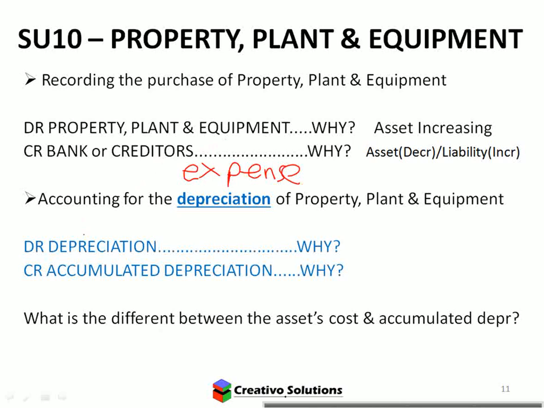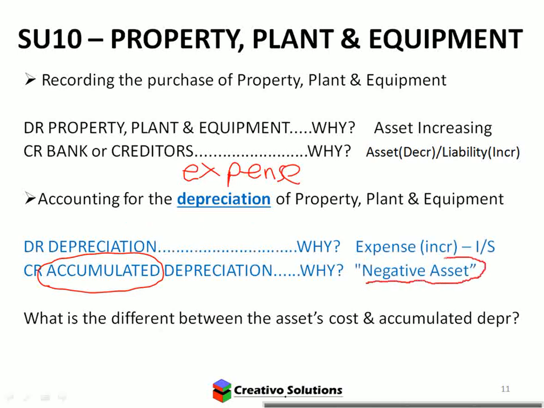Accumulated depreciation, this is new. Accumulated means how much depreciation I have over the asset's useful life. Right, so the older the asset, the more accumulated depreciation it'll have. Do you agree? Right, so this is a negative asset. And the reason why it's a negative asset is because it's affecting the asset's value.